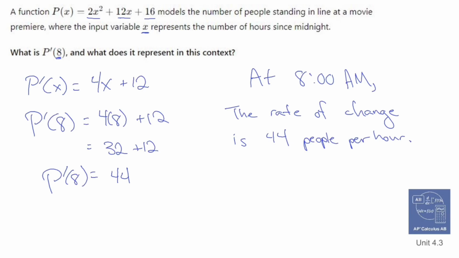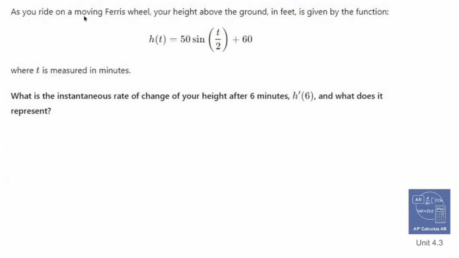Fun stuff. As you ride on a moving Ferris wheel, your height above the ground in feet is given by the function h of t equals 50 sine of t over 2 plus 60. t is measured in minutes. What is the instantaneous rate of change of your height after 6 minutes? So h prime of t, and what does it represent in this context?